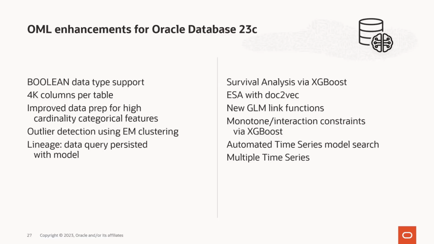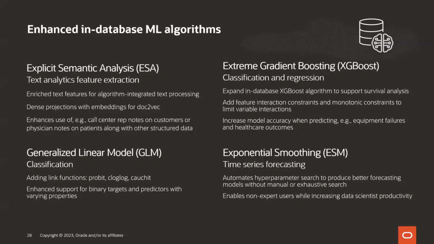Another is support for tables with up to 4,000 columns. And this allows enterprises that have, say, customer data with thousands of attributes to analyze them at once without doing any additional processing. Today, AutoML supports data with more than 1,000 attributes using the SQL nested column type. But this 23c feature enables native table and view support for many more columns. There are some other enhancements as well, but I'm going to move on to a few algorithm-specific enhancements.